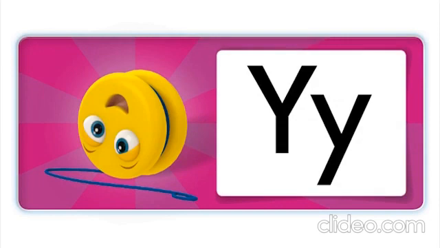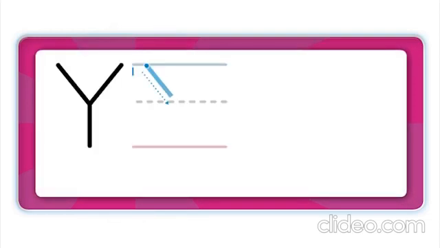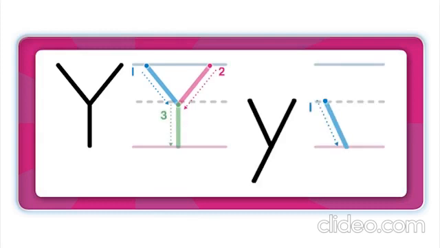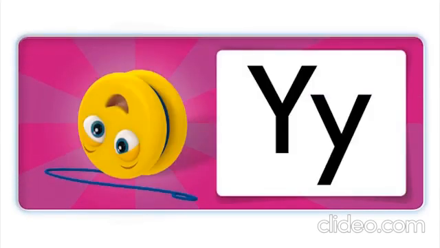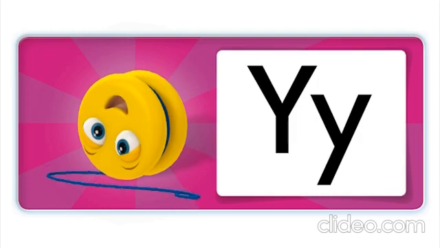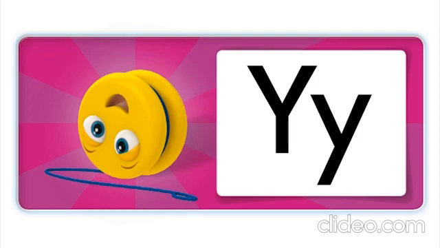Hi, I'm a yellow yo-yo. This is the y sound. This is the letter Y. Y, y, yellow yo-yo. What's the beginning sound? Y. What letter is this? Y.